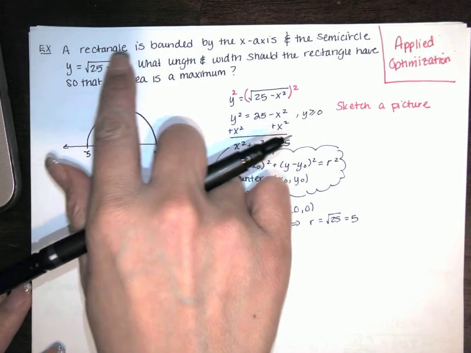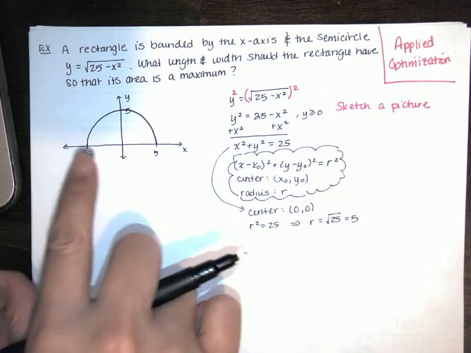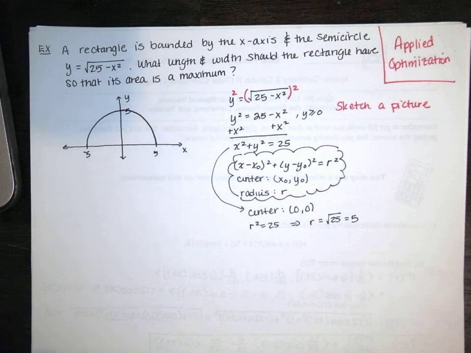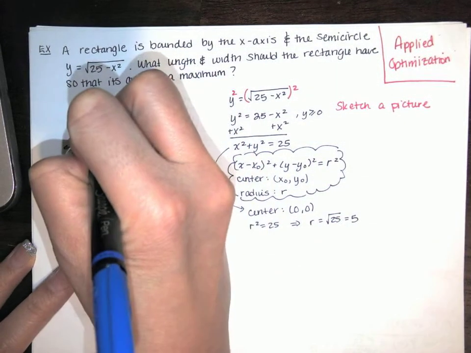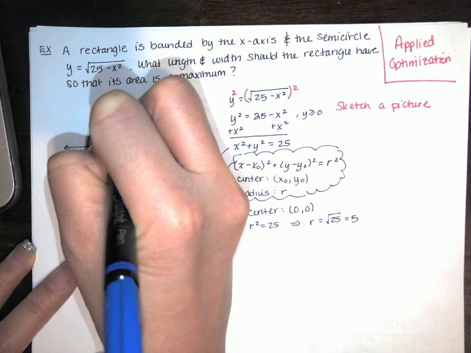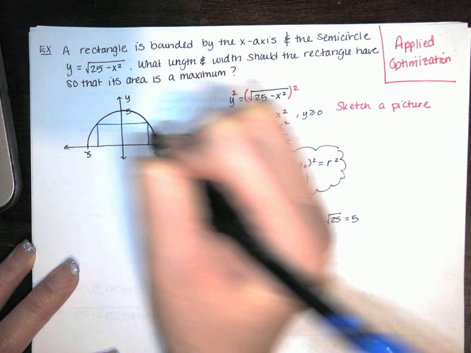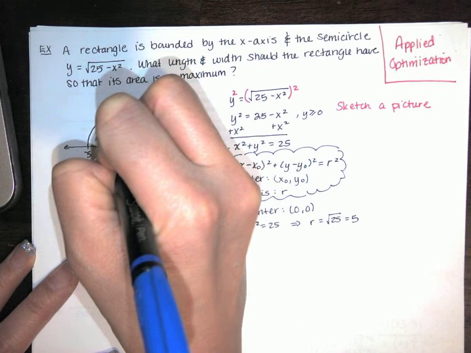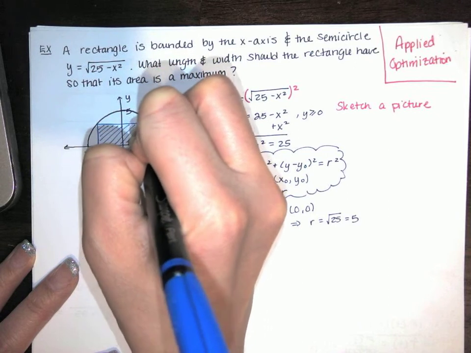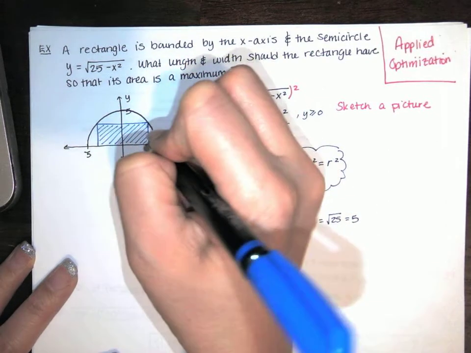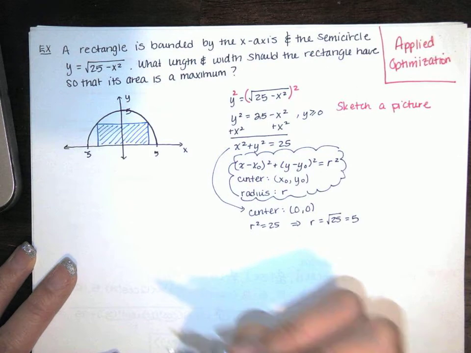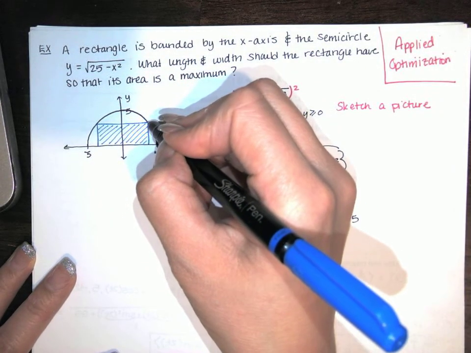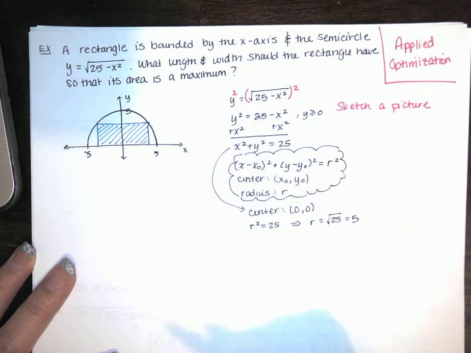And we're told we have a rectangle bounded by the x-axis and the semicircle. Rectangle. Well, that means the rectangle that we're talking about is inside the semicircle. So the rectangle looks like that. One bound is the x-axis, and that height or width, however you prefer to look at it, of the rectangle is given by the y value, a y value on that circle.